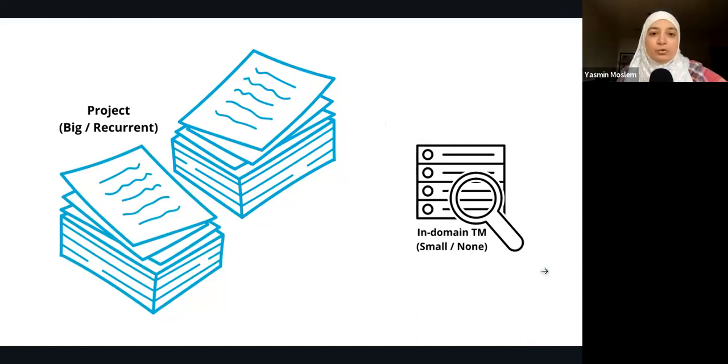In-domain data scarcity is very common in translation settings. You might be familiar with this situation, which inspired our paper. You might get a big translation project or a big client, but you have a very tiny in-domain translation memory, or you don't have a translation memory at all.